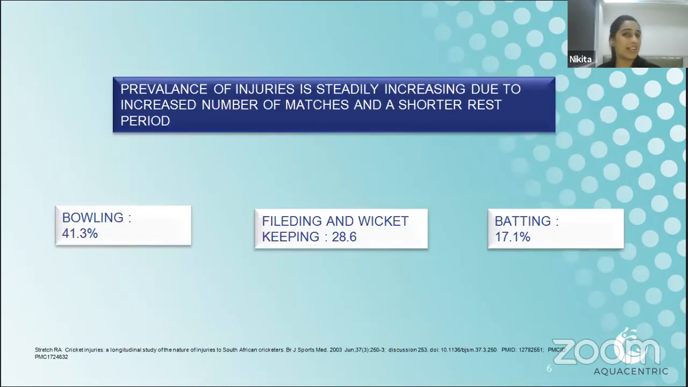Now, when I talk about injuries, cricket is a repetitive sport, involves a lot of quick movements, a lot of jumping, diving, strides, different changes of stance, involves a lot of physical competency, and hence it's prone to a lot of repetitive injuries and traumatic injuries. Now, even the incidence is more or less the same. The prevalence of these injuries has increased greatly due to the greater number of matches played and shorter rest periods in between. So, bowling has the highest prevalence of injuries, followed by fielding and wicket keeping, and then batting.